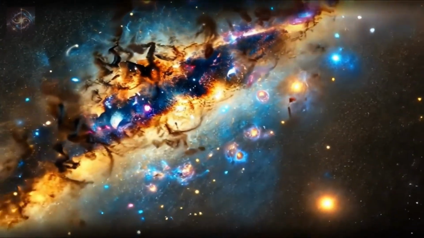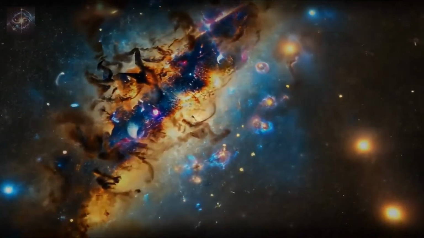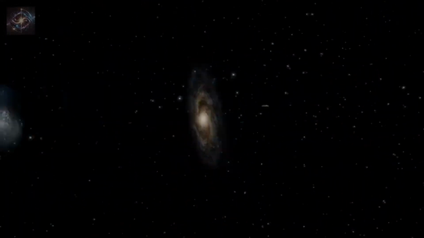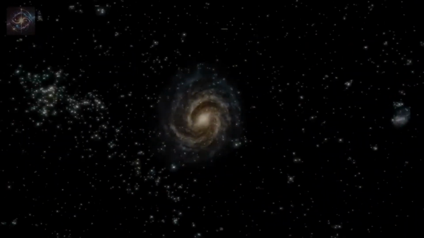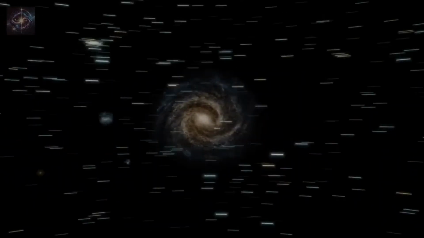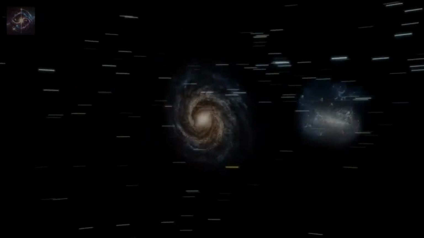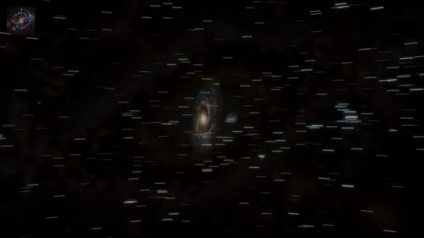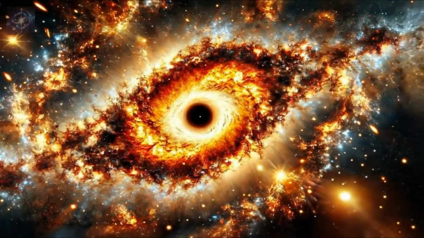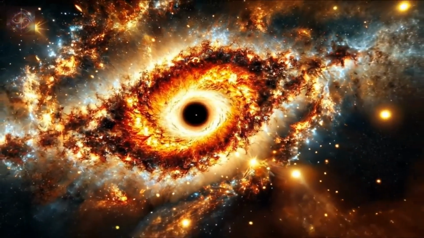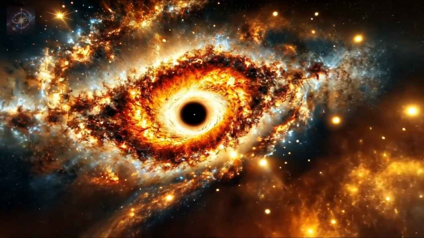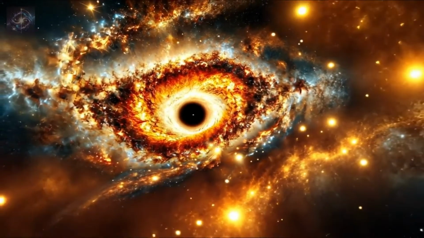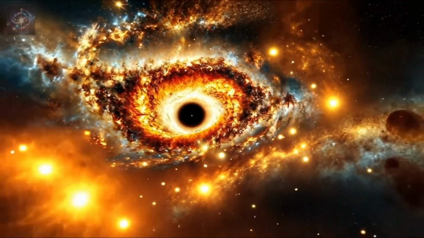Composed only of hydrogen and helium, they burned at astonishing temperatures, fusing light elements into heavier ones like carbon, oxygen, and iron. When these first stars exploded as supernovae, they scattered these elements into the surrounding gas, enriching it. This material would eventually form the next generation of stars and planets.